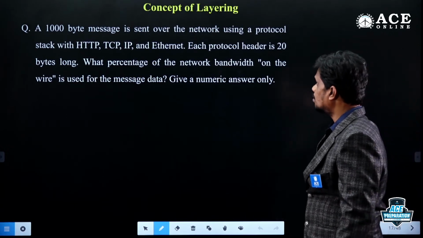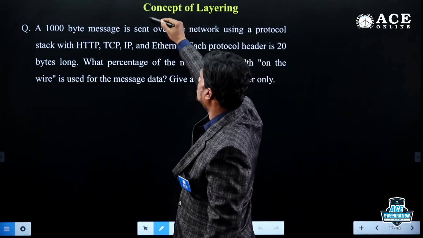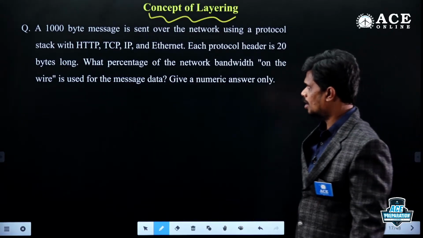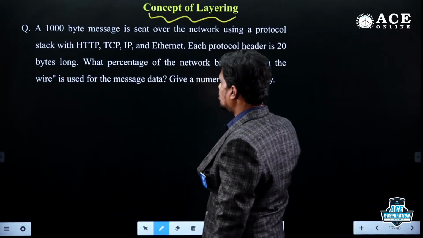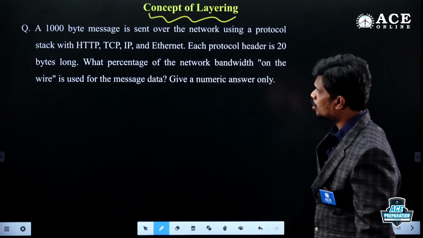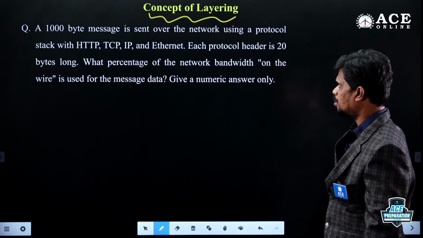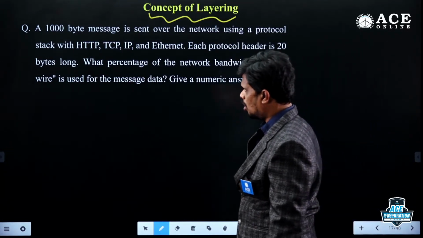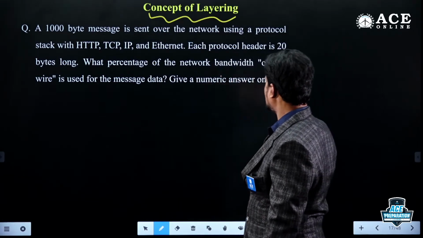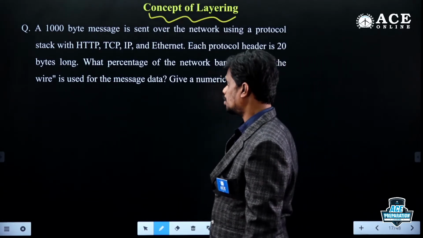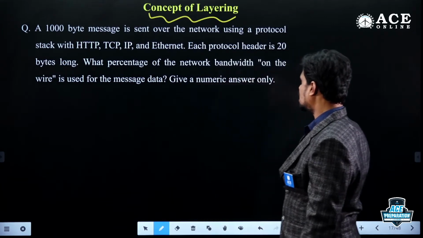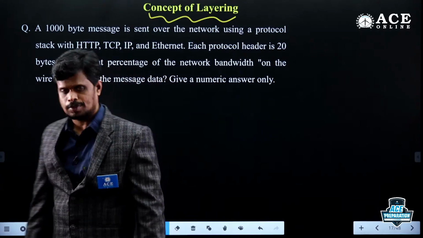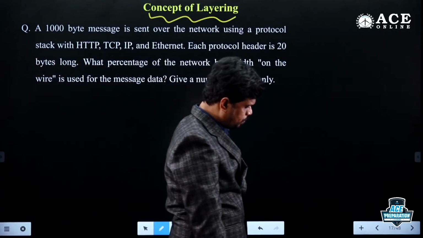Look at this question. It is based on the simple concept of layering. You can find the bit difference in this question. A 1000-byte message is sent over a network using a protocol stack with HTTP, TCP, IP and Ethernet. Each protocol header is 20 bytes long. What percentage of the network bandwidth on the wire is used for the message data? Give a numeric answer only. So what is the answer for this? Please verify.